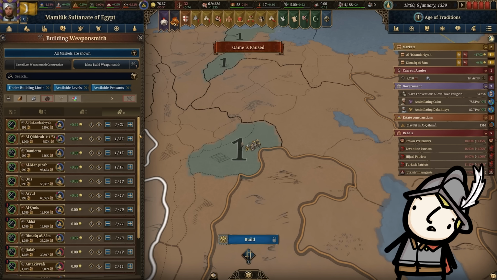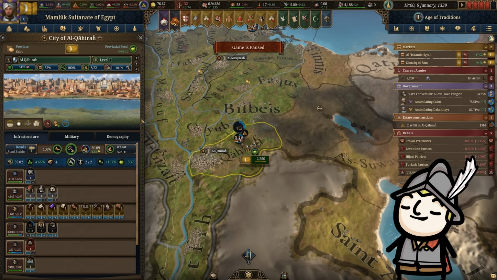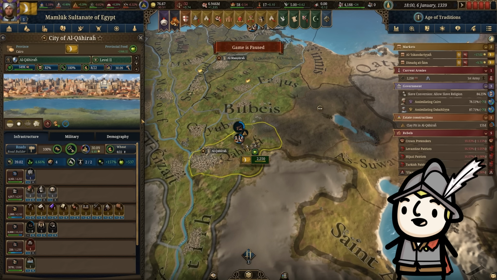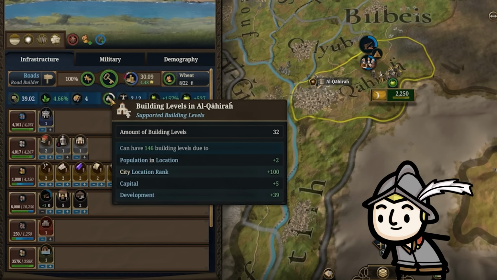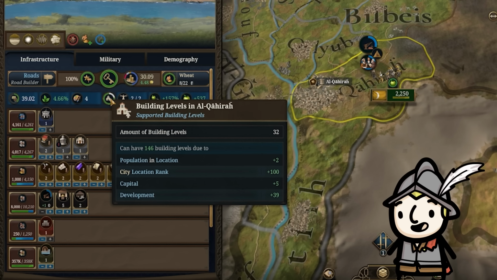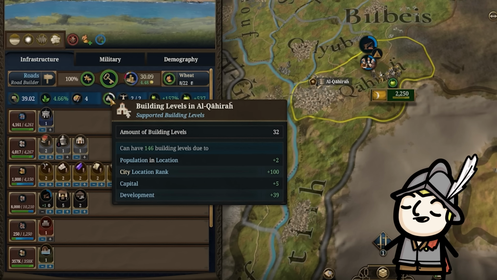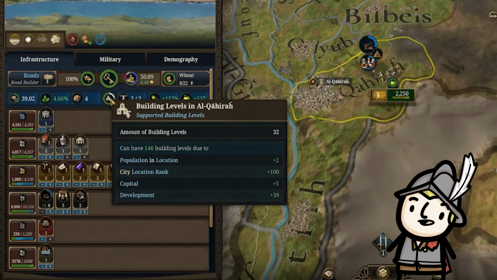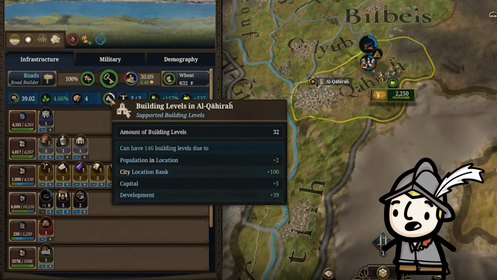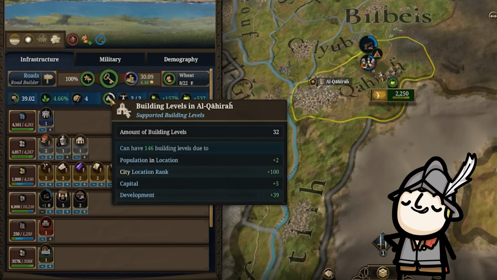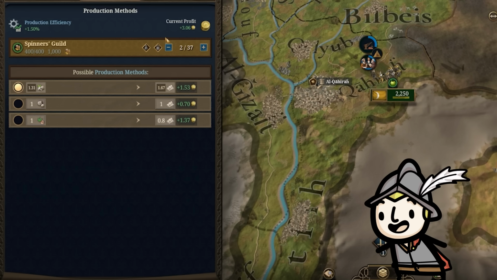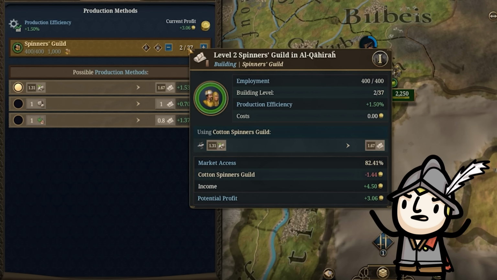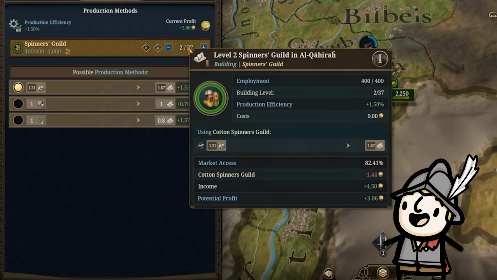And to tie things together here in a neat little bow, this is why urban locations can be very important to your nation. Hovering over this icon right here will show you the maximum amount of supported building levels in that location. You can see right here we can support nearly 150 buildings in this city, and that number will go up with our development. Higher development, more buildings. We currently have 32 here, so lots of room for growth. And you can see our Spinners Guild can support 37 levels of building. That will be a lot of production efficiency.